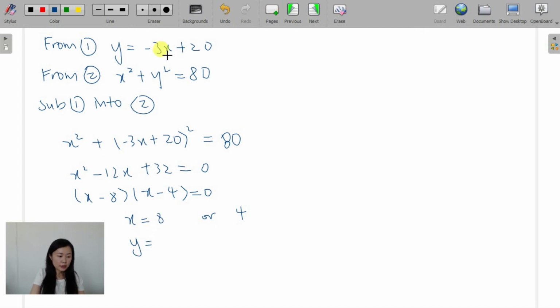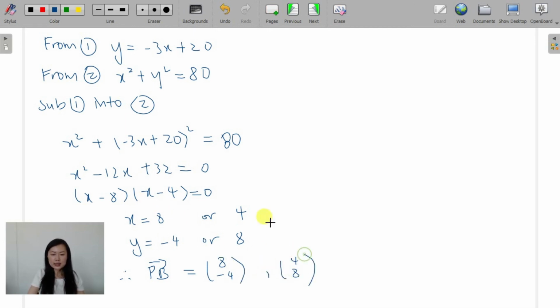So if it's 8, you put that back in. That should be -4 or 8. Okay, so that's one set of numbers. So therefore, PB is equal to 8 minus 4. That's one answer. 4, 8. That's another answer. And then you just repeat the same thing for the negative version.